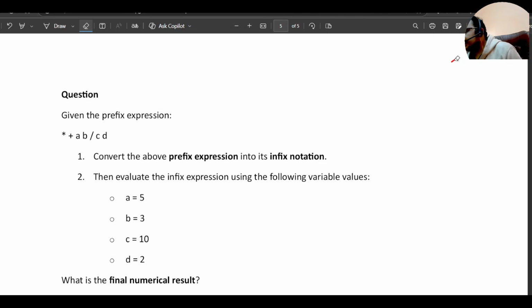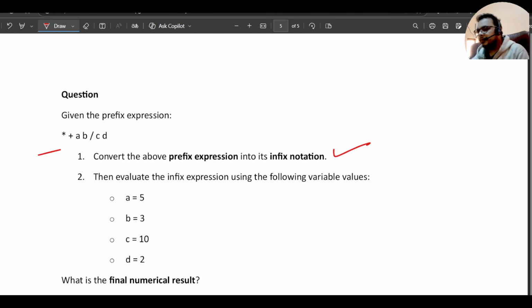And see, these questions like infix to postfix, postfix to infix, these kinds of conversion you should know. So: convert the above prefix expression into infix notation. This is the question they are asking. This is the expression. Then evaluate the infix expression using the following variables: a equals 5, b equals 3, c equals 10, and d equals 2. So this is the prefix expression, and we need to convert it into infix.